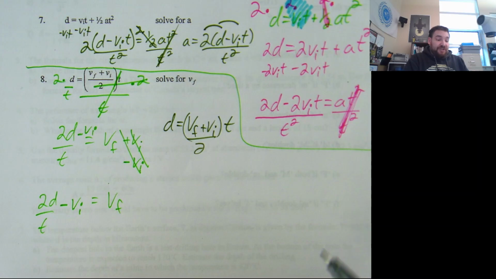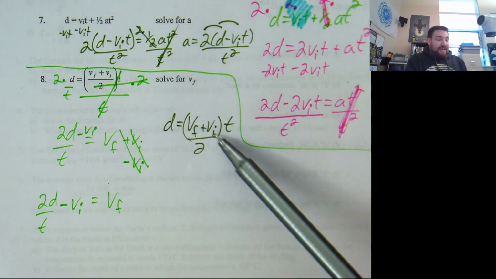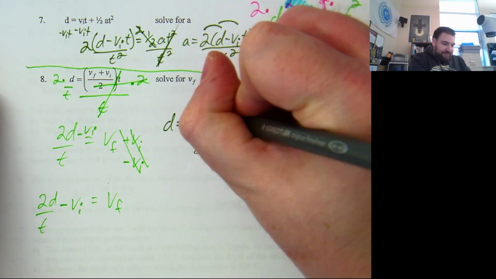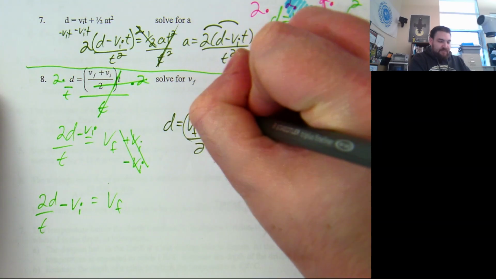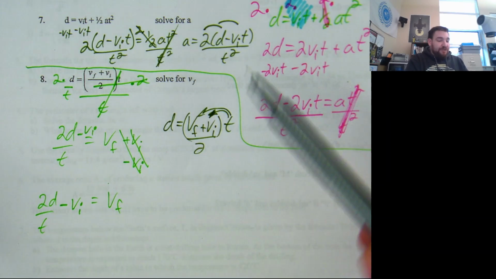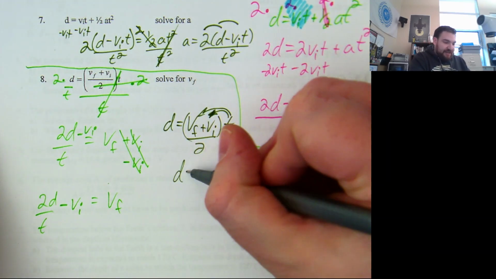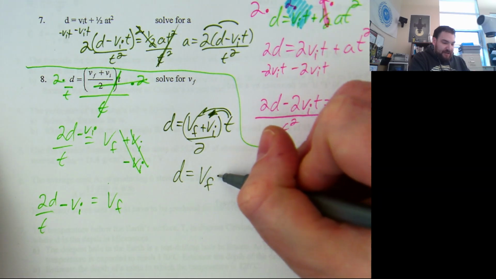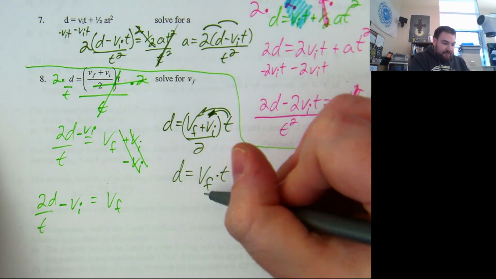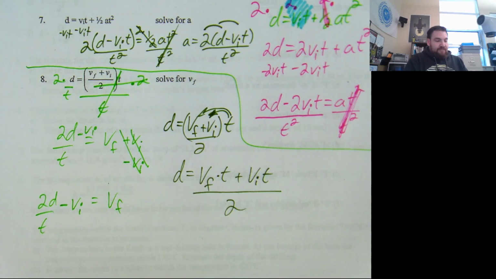The other way we could do this question is if we want to get at something buried inside a set of brackets, distribute in what's on the outside, and then those brackets disappear. So if you distribute in that t, what you're going to get is d equals vf times t plus vi times t, all divided by 2. This is another totally acceptable way to do this.